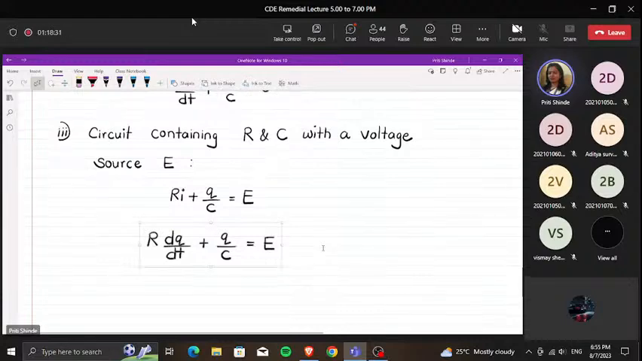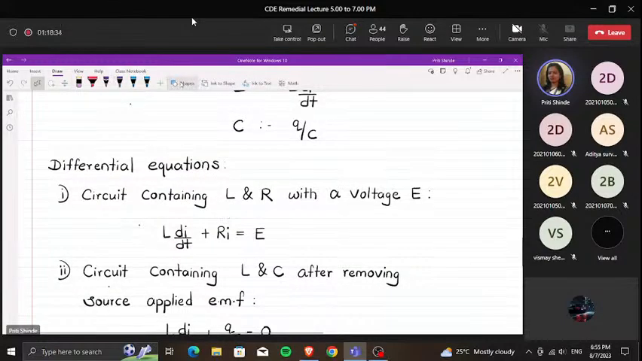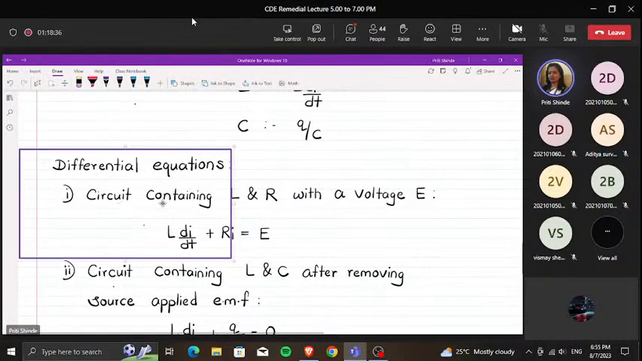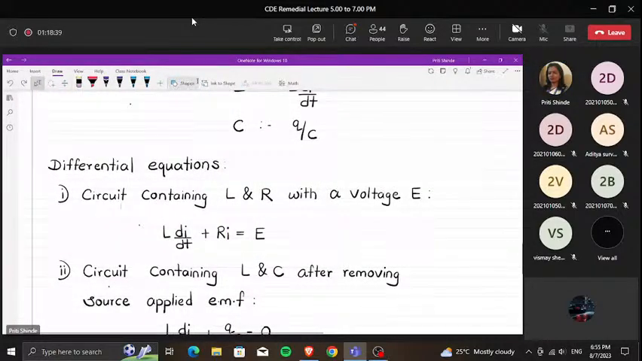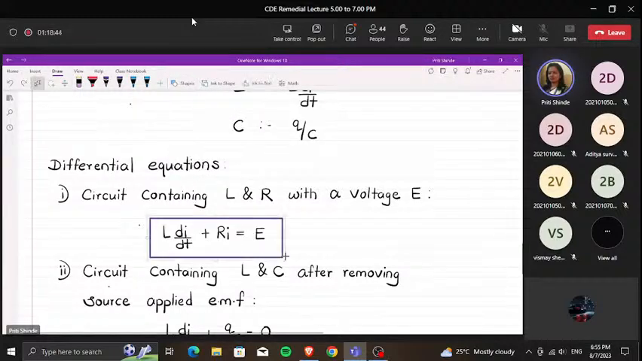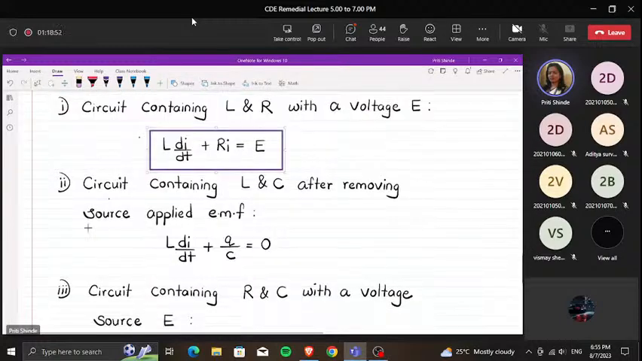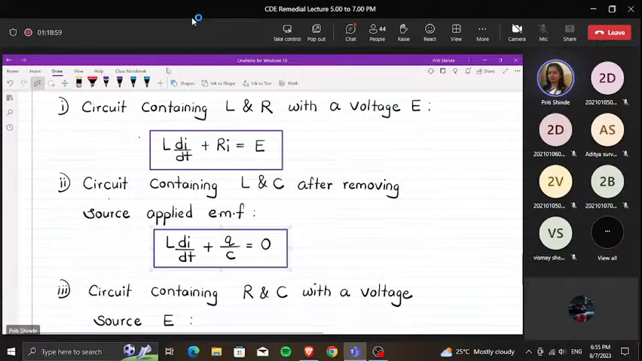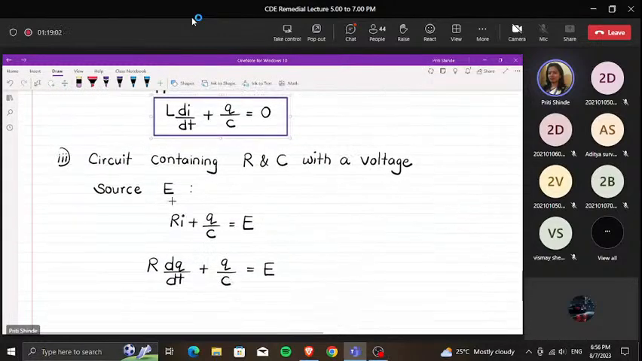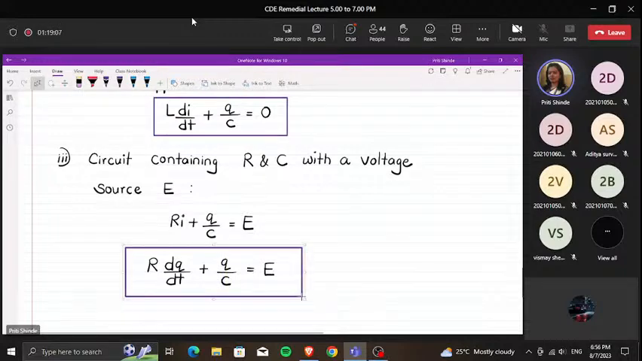Okay, so read your problem statement carefully. If your electric circuit contains L and R, so here you have to write down this differential equation and solve. This is linear in I. If your problem contains a circuit containing L and C, just write down this differential equation, find out your solution. And the third type, a circuit containing R and C. So this is your differential equation which is linear in Q.